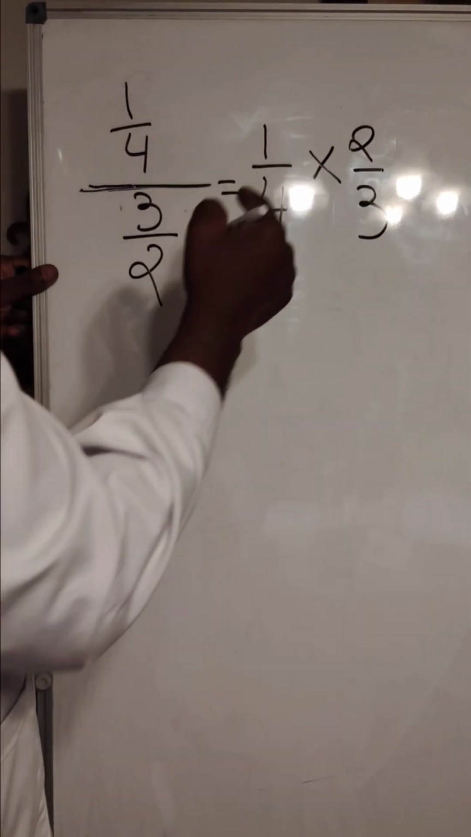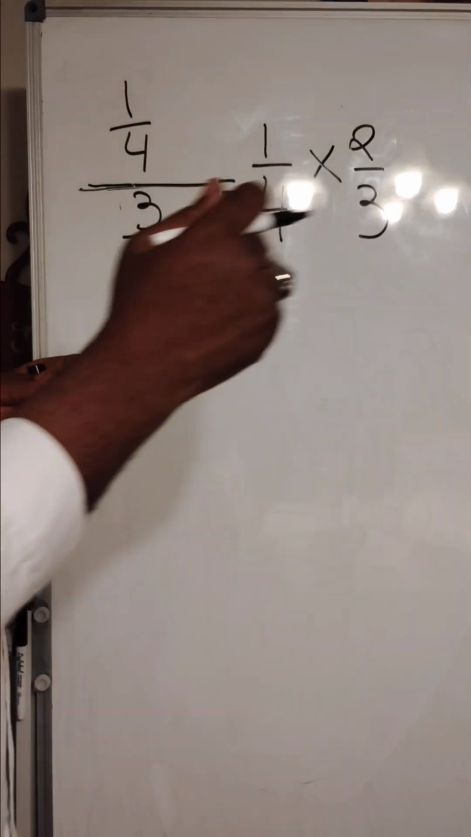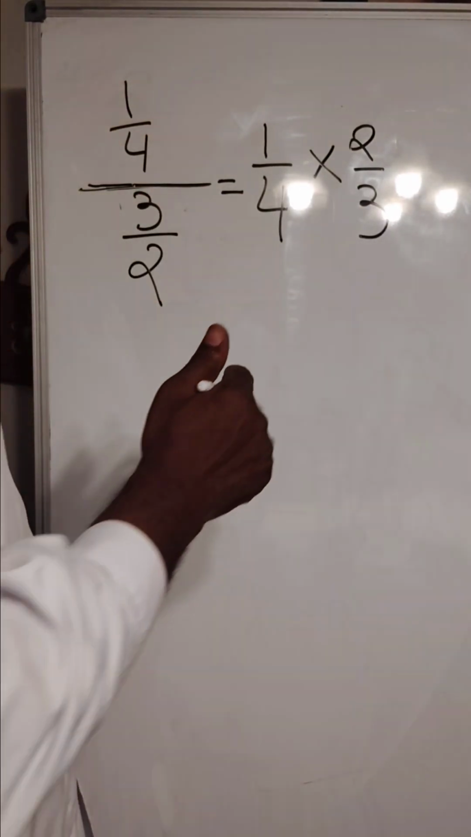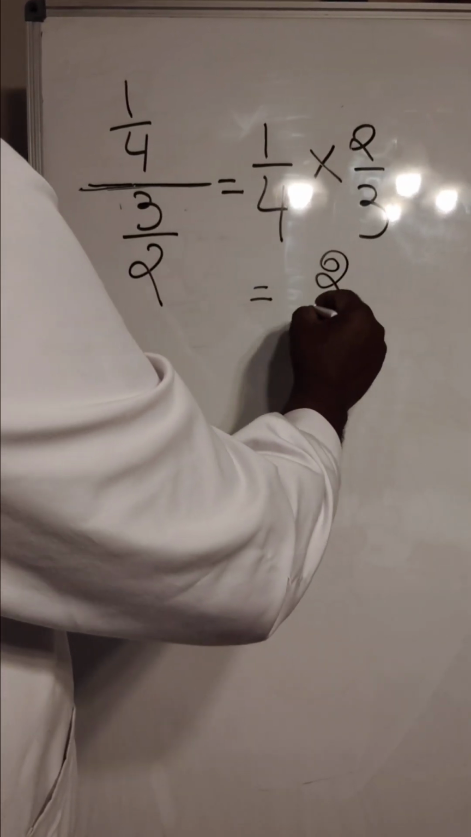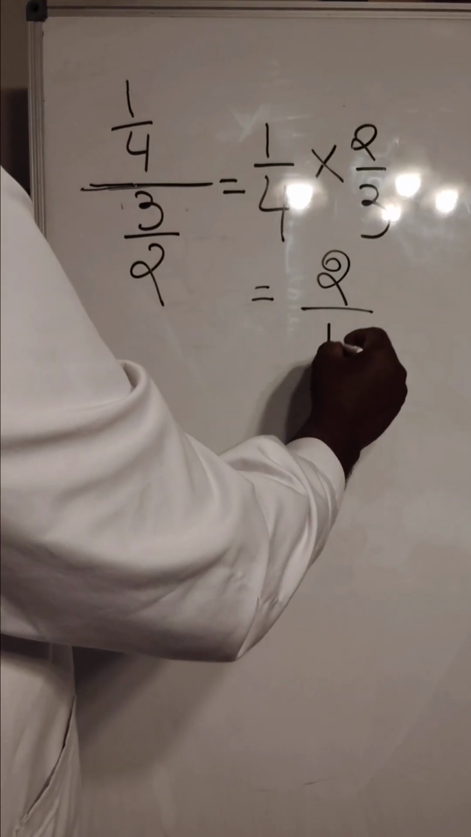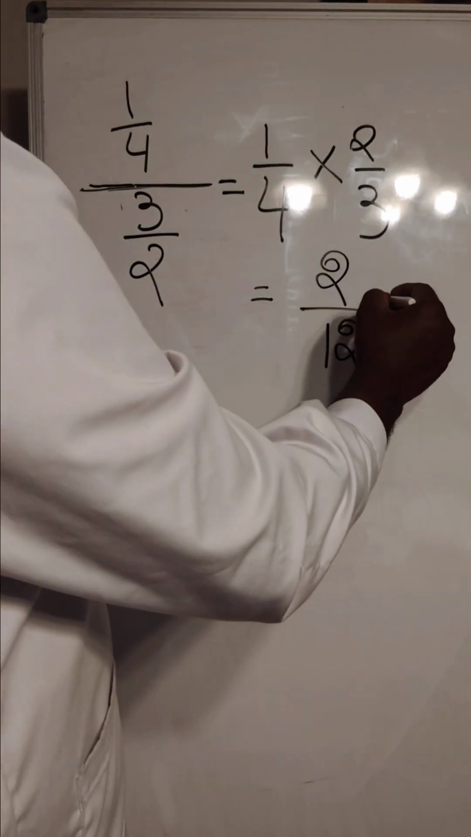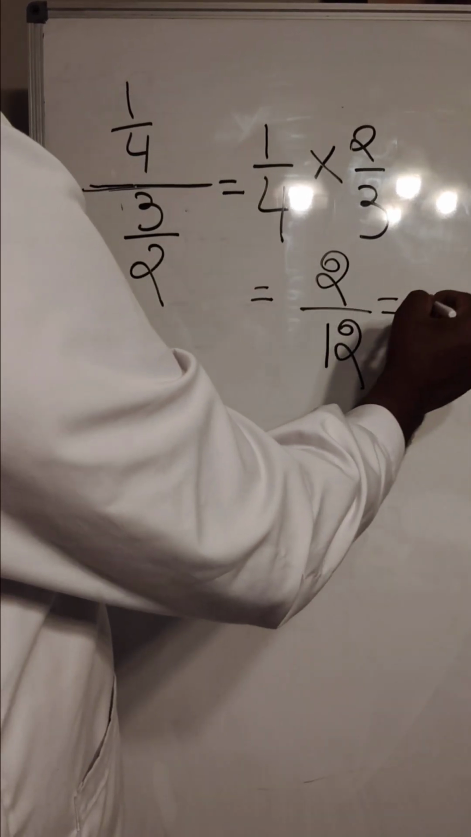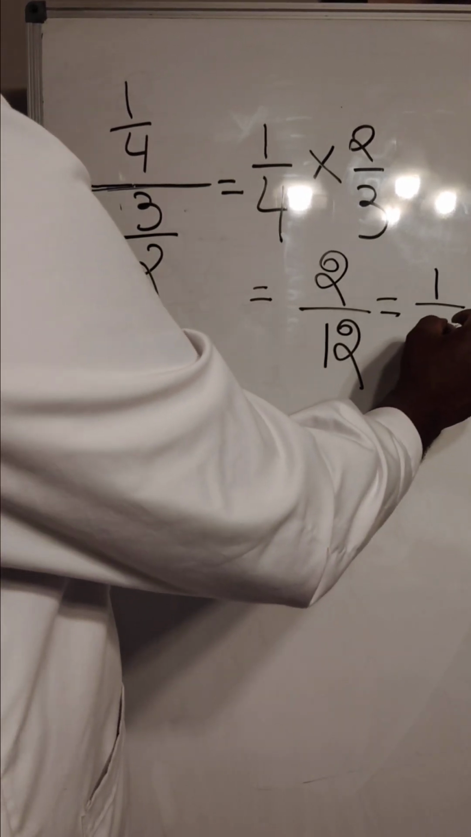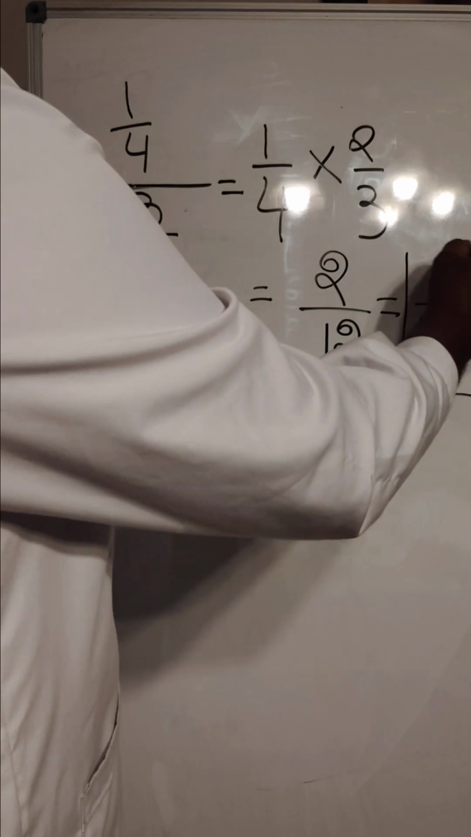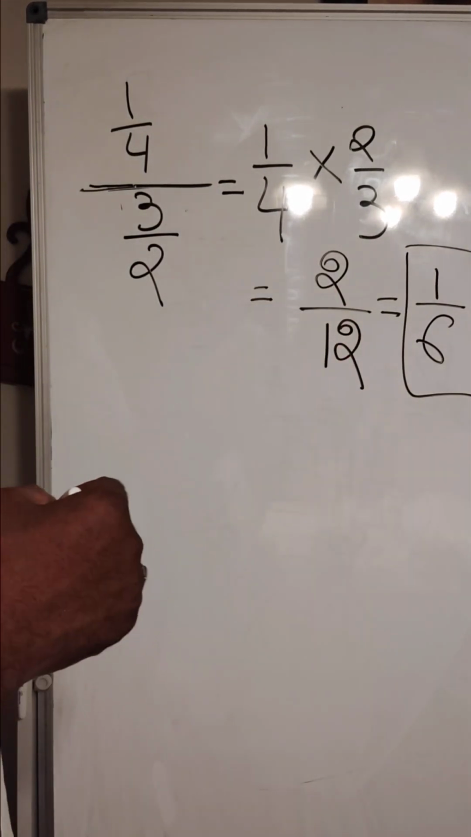Now you have a fraction multiplied by a fraction. You're going to multiply the numerator with the numerator and the denominator with the denominator. So 1 times 2, I'm going to have a 2. Now 4 times 3, I have a 12. What kind of fraction is this? This is a proper fraction, but please be mindful, 2 can be simplified by 2, you have 1. 12 can be simplified by 2, you have a 6. So 1/4 over 3/2 will give you 1/6.